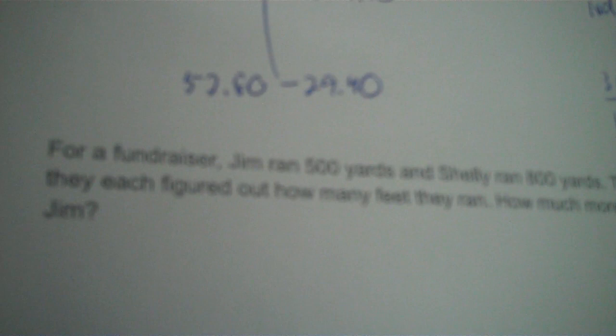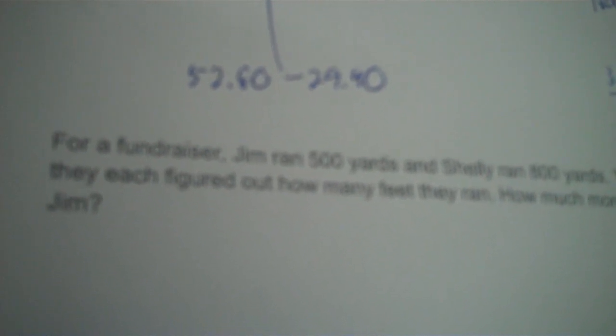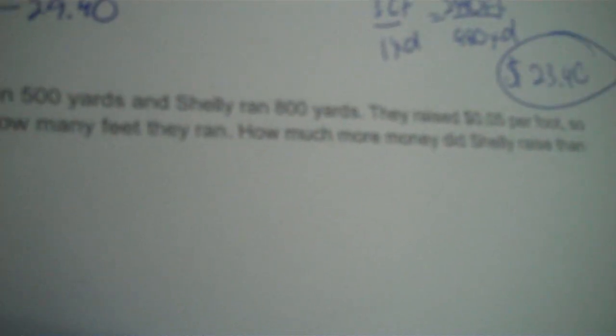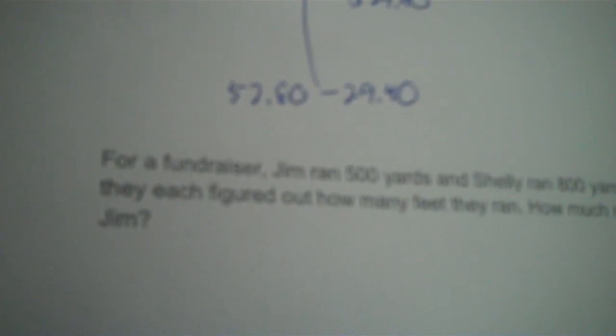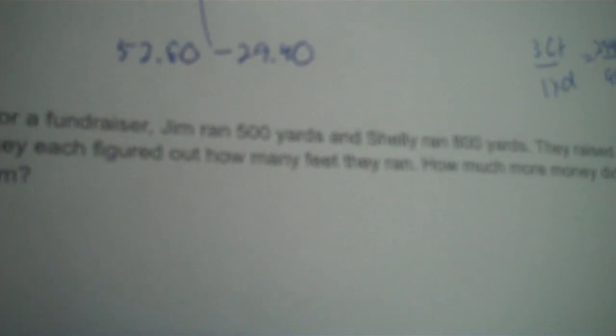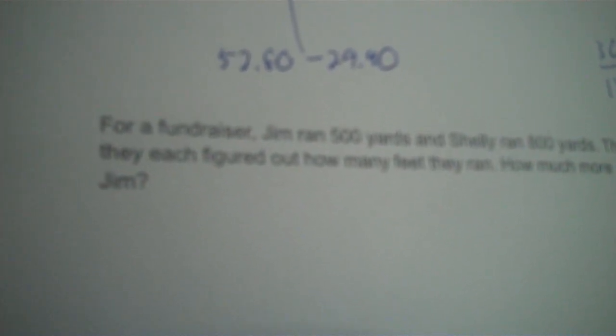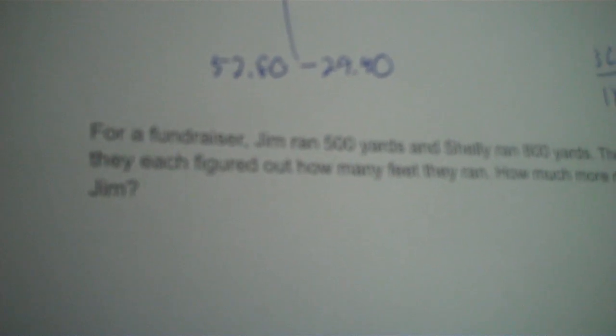For a fundraiser, Jim ran 500 yards, Shelly ran 800 yards. You got to think about it a little bit. They raised 5 cents per foot. So they figured out how many feet they ran. How much more money did Shelly raise than Jim? Now, obviously, Shelly's going to raise more because she ran further.